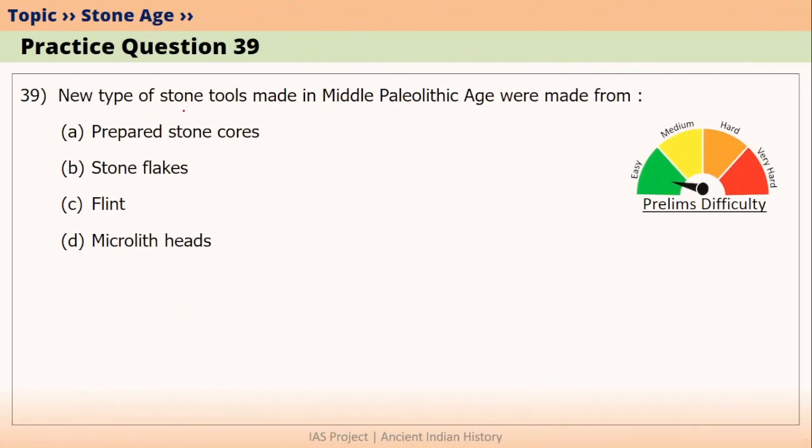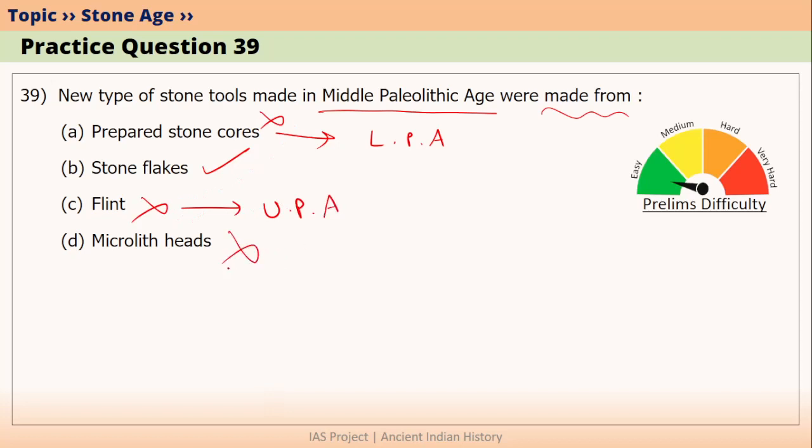The next question is, new type of stone tools made in Middle Paleolithic Age were made from what? The first option is prepared stone cores. This is false because prepared stone cores and pebbles were used to make stone tools in Lower Paleolithic Age. Stone flakes is the correct answer because in the Middle Paleolithic Age, stone flakes were discovered to make blades, burins, points, scrapers and borers. The third option, flint, is also wrong because flint was used for making stone tools in Upper Paleolithic Age. And microliths were used to make stone tools in Mesolithic Age. So the correct option would be B, stone flakes.